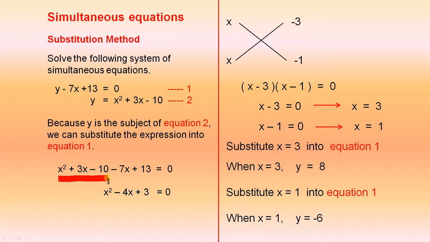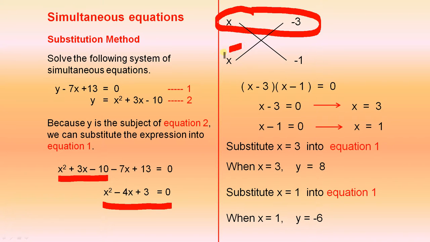So that's the value of y. When we simplify, we have that quadratic equation. Now, in order to factorize it, we use the crisscross method. And if you remember from earlier videos, minus 3 times minus 1 gives you 3. Minus 3x minus 1x gives you minus 4x. And we know that these are the factors of that quadratic equation. So here we are.